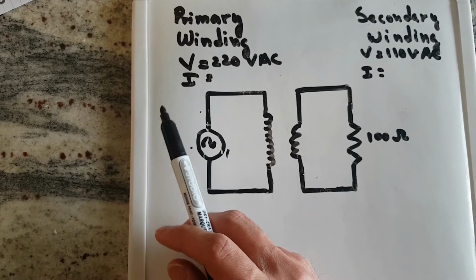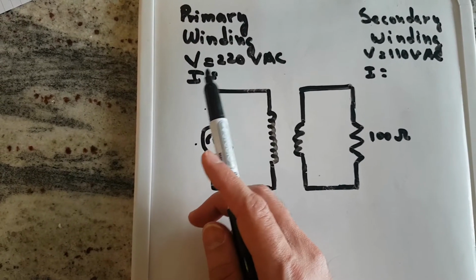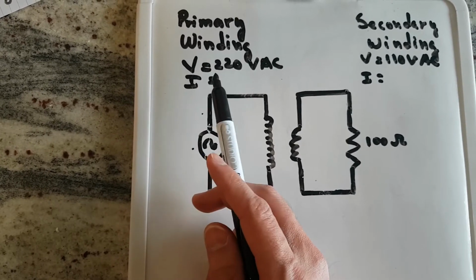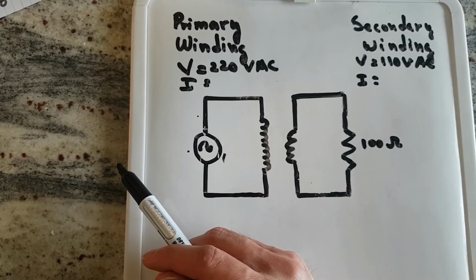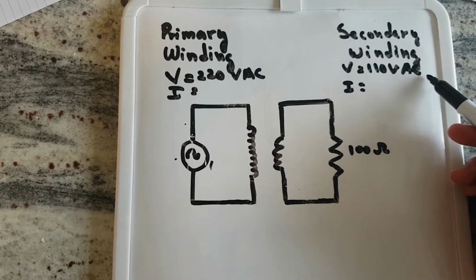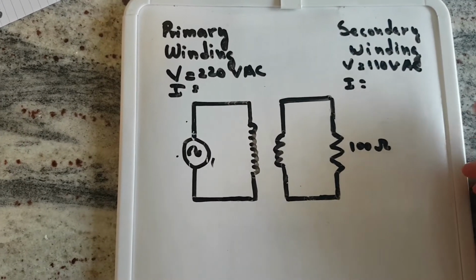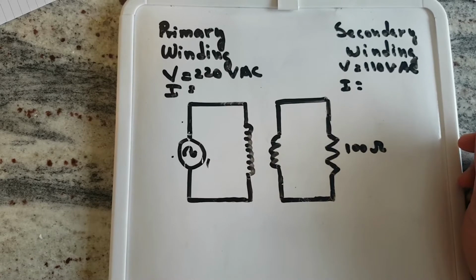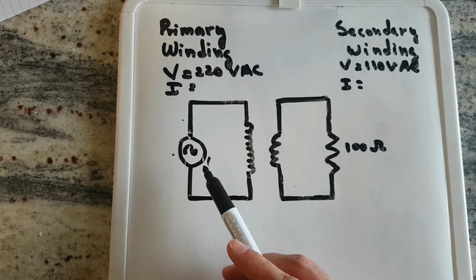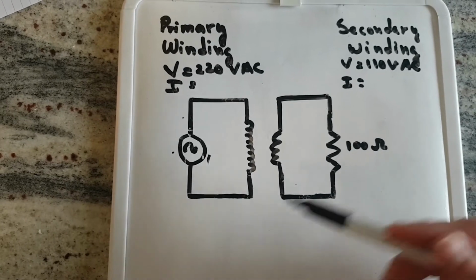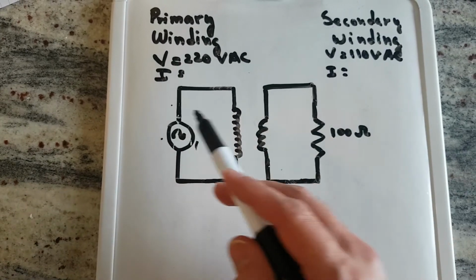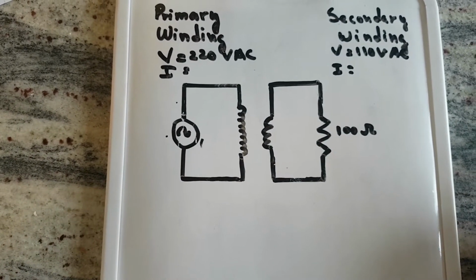So in this example, the input voltage from the power source is 220 volts AC, and we have the voltage in the secondary winding, which is 110 volts AC as well. So remember that the primary winding is the one that will be connected to the power source, and the secondary winding is the one that is connected to the load. Okay, but we would like to calculate the current in both sides.